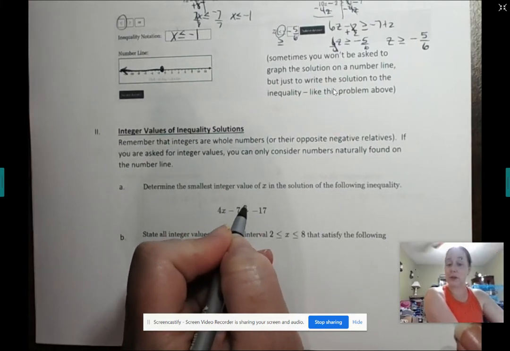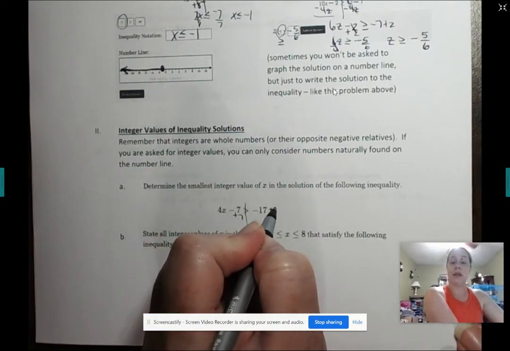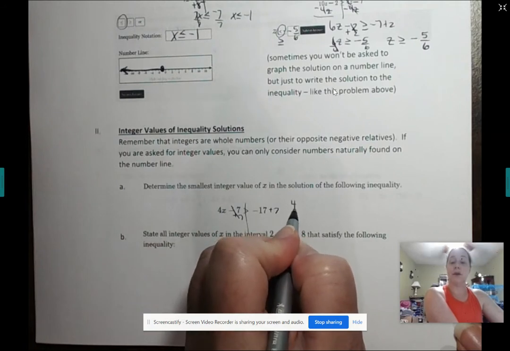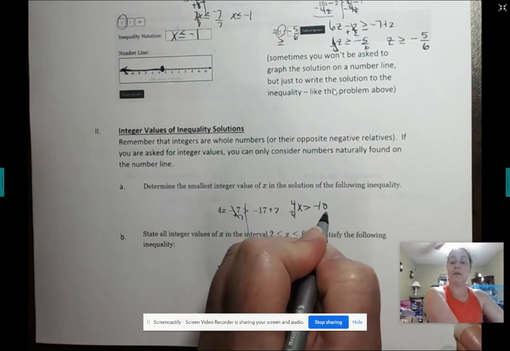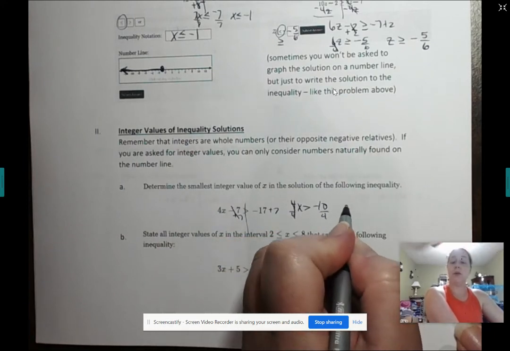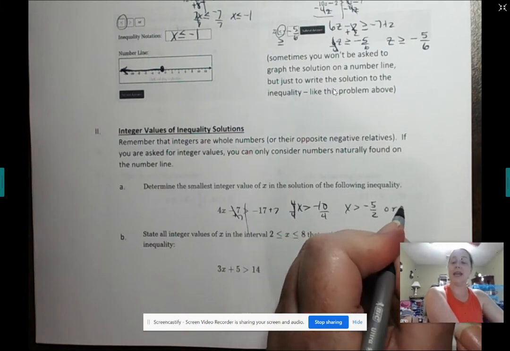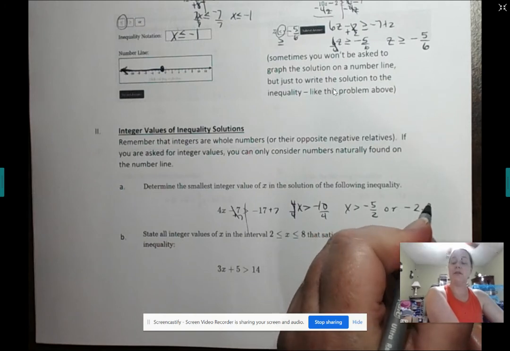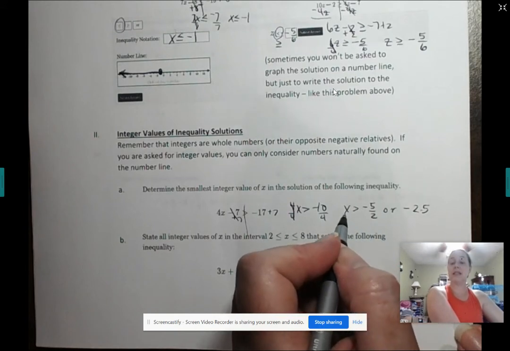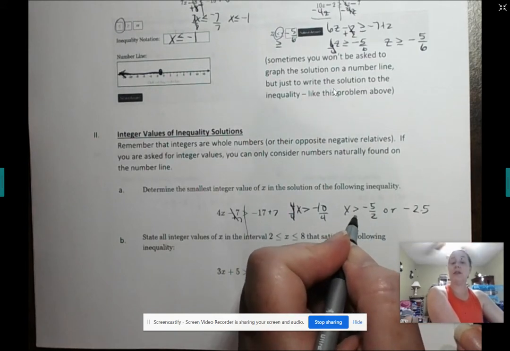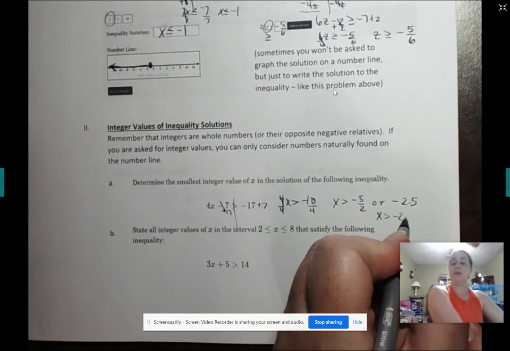Notice this does not have an equal to underneath. We'll talk about that in a second. So I'm going to add 7. That's going to give me 4x is greater than -10, and I'll divide by 4. And when we divide by 4, we end up with a fraction, or at least not a whole number, -5/2, which is the same thing as -2.5. So that's not even an integer, okay? So we are looking for what is the smallest integer value of x of this solution. x is greater than -2.5.